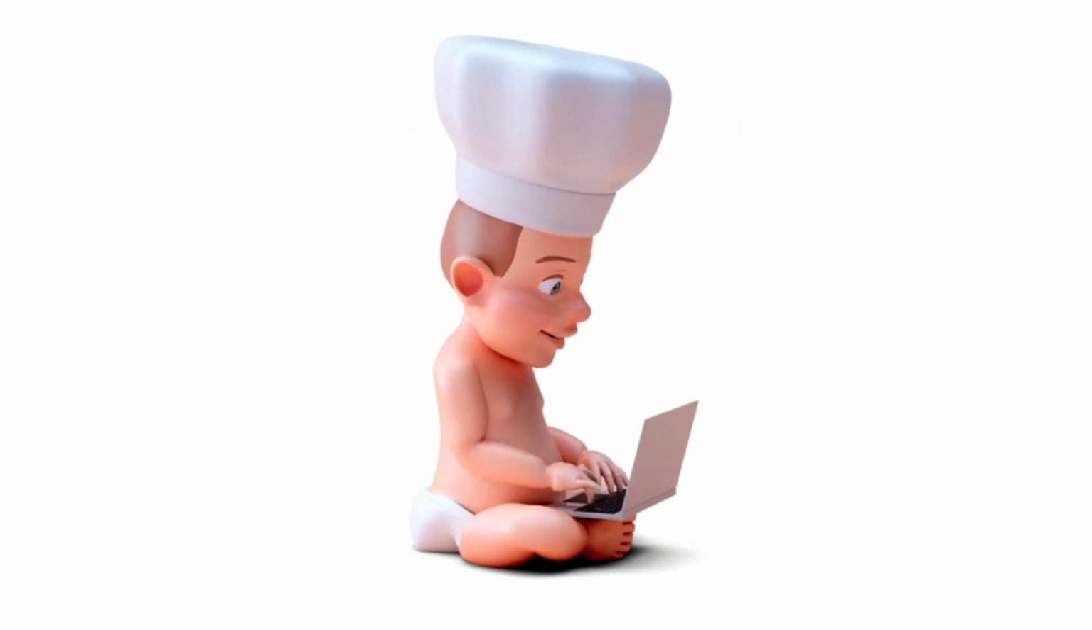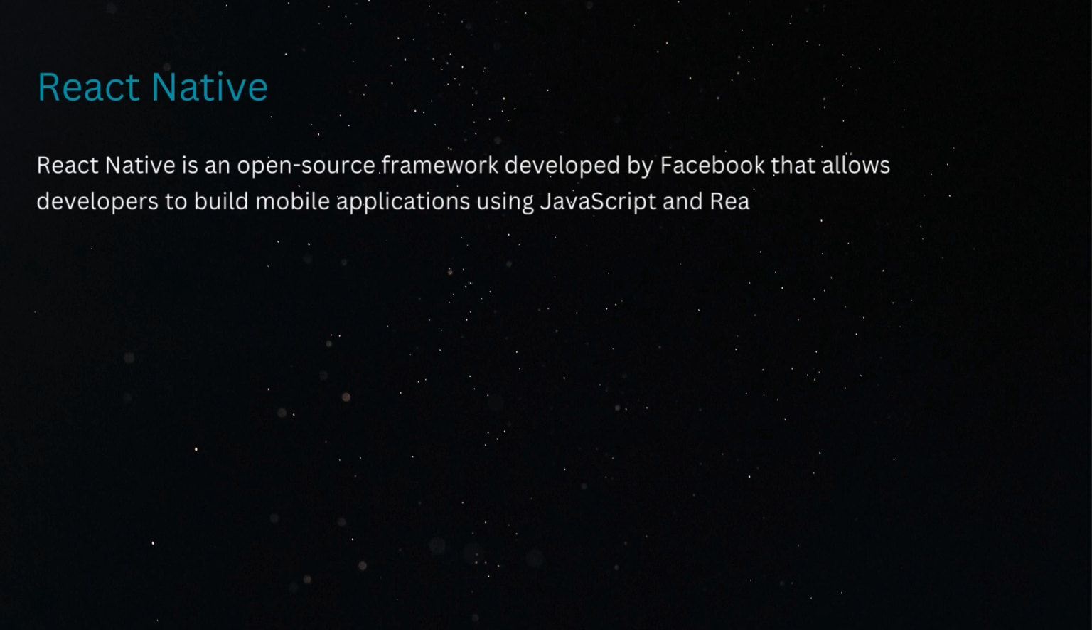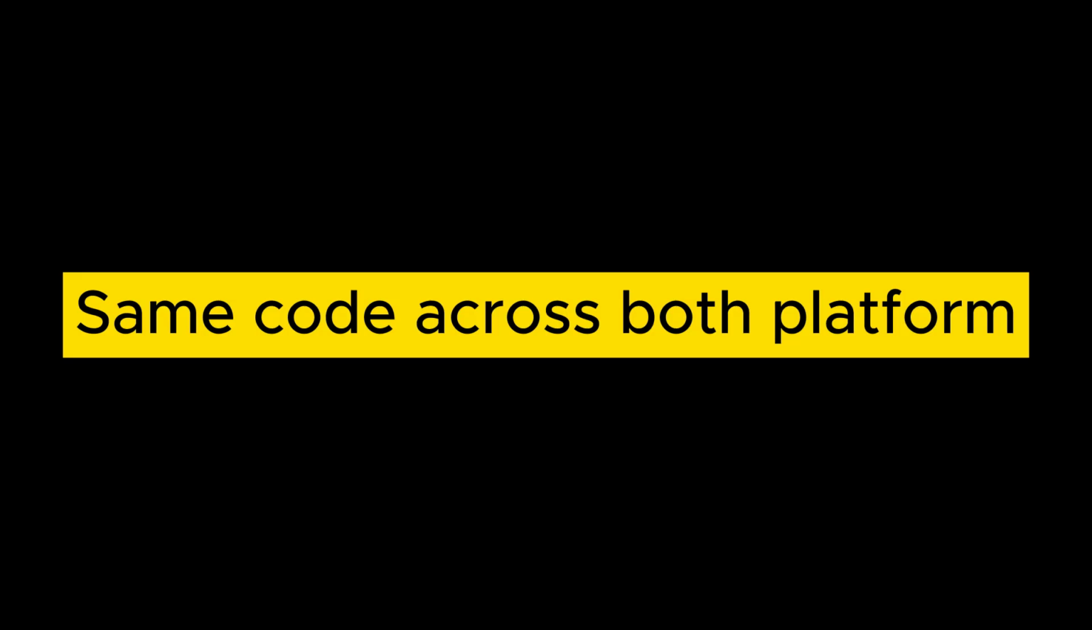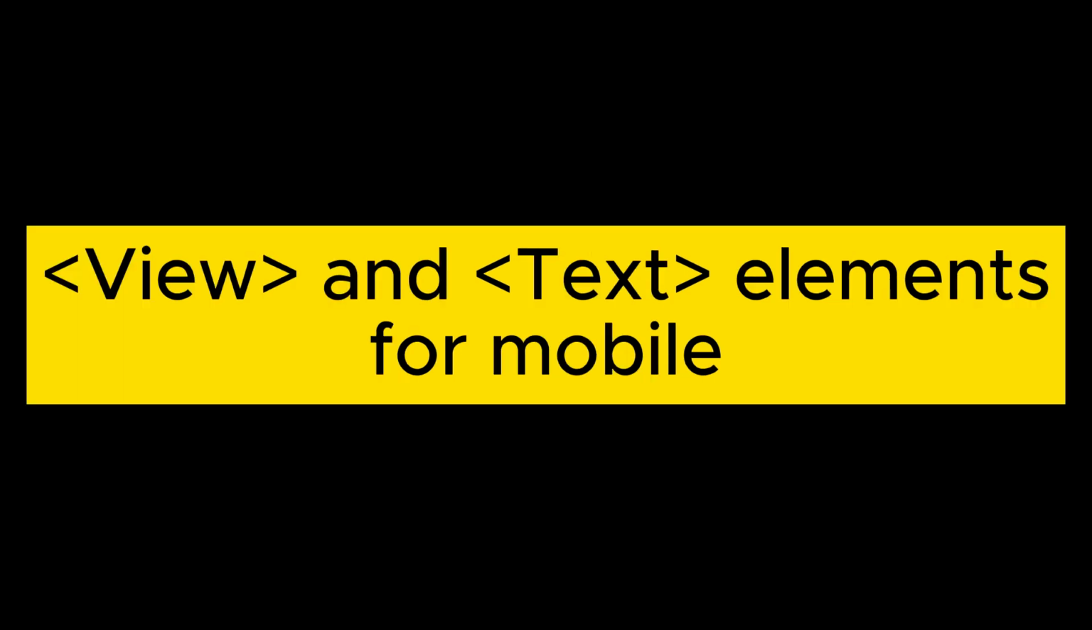So React Native is an open source framework developed by Facebook that allows developers to build mobile applications using JavaScript and React. With React Native, you can write the same JavaScript and React code. The only difference is that for web pages you use div and p tags, while in React Native you use View for div and Text element for p tag.